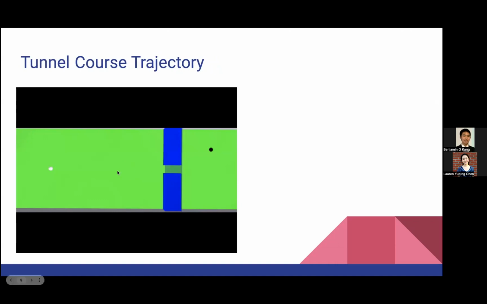Lastly, we implemented a tunnel course. As you can see, we have a tunnel towards the goal, and the ball passes through the tunnel before it reaches the hole. This was implemented by using constraints to ensure that the ball and the sides of the tunnel do not overlap.